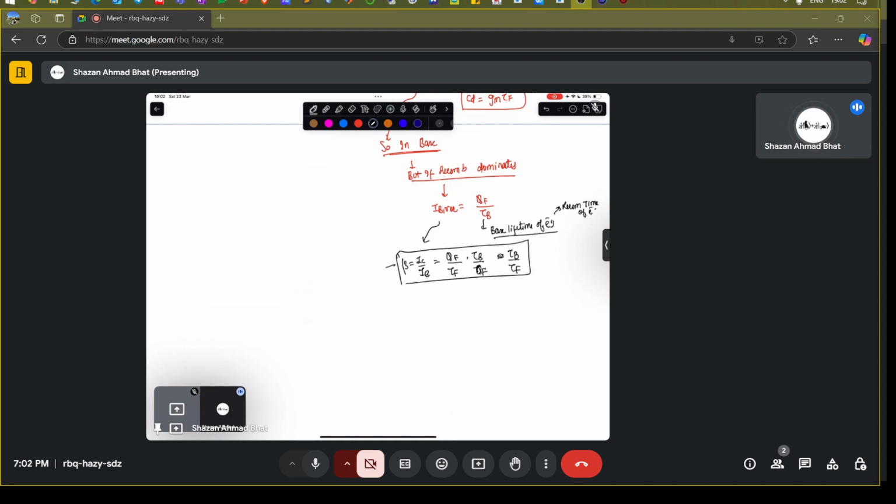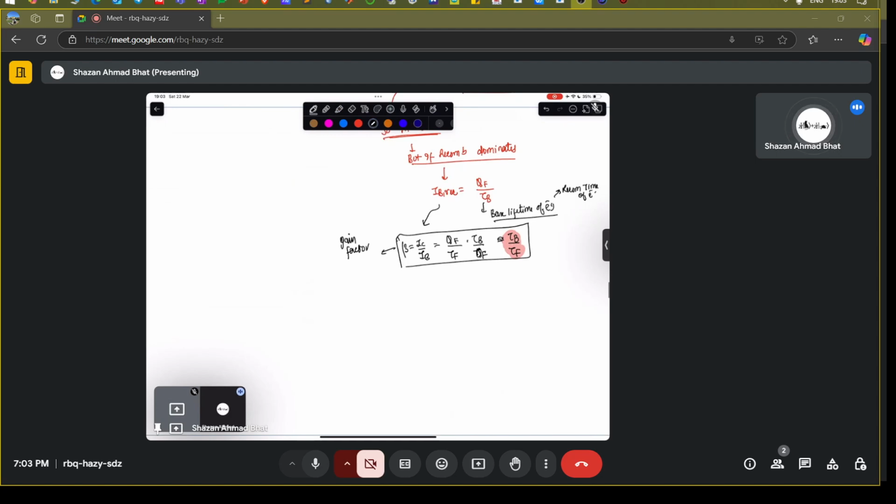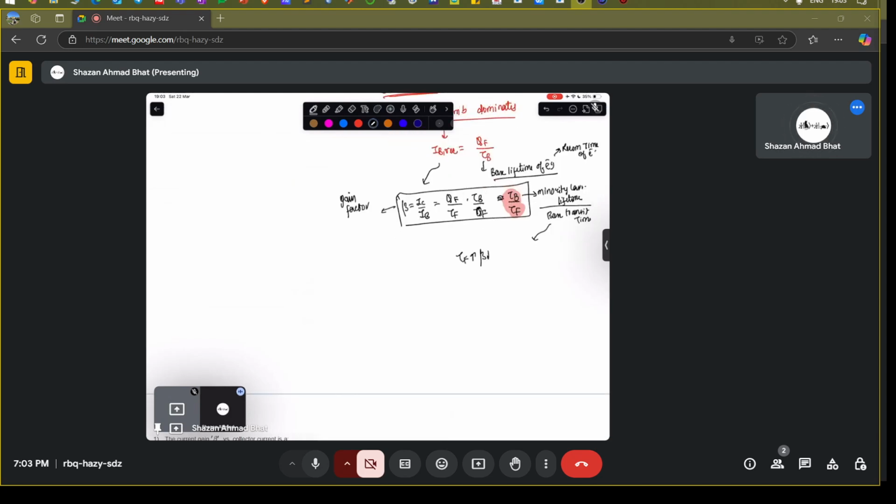So this is the current gain factor, which comes out to be approximately equivalent to the minority carrier lifetime divided by the base transit time. Accordingly, you can see that if the base transit time increases, the beta reduces. You have a lesser gain. On the other hand, if the minority carrier lifetime increases, the beta increases. That means you want the minority carrier lifetime to be greater.